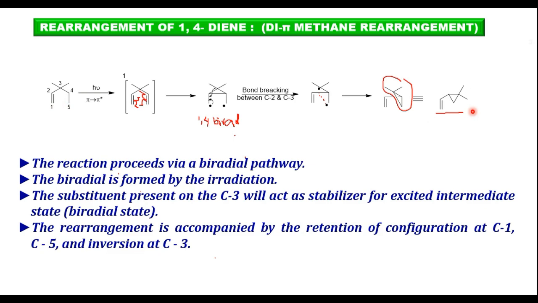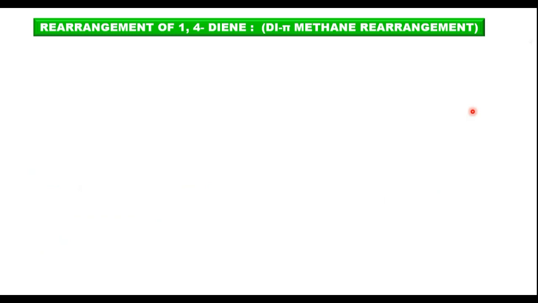di-pi-methane rearrangement. Now let us take a 3-aryl alkene. You can observe there, on one side we have a pi bond, and on the other side we have an aryl ring. So this is also similar to a 1,4-diene. We are going to do the reaction. First, irradiation. Obviously, it is undergoing a pi to pi star transition and forms the singlet excited state of the molecule.